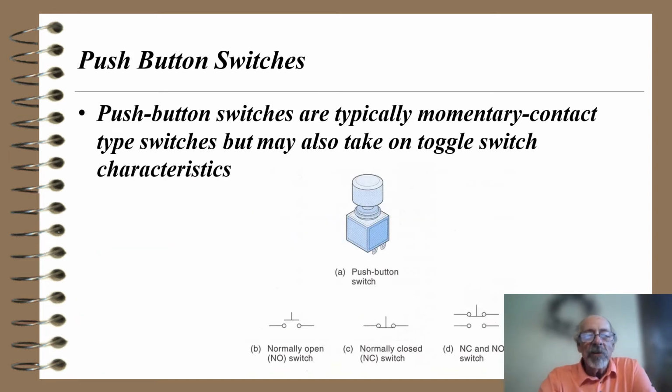Push button switches. Push button switches are typically momentary contact type switches, but may also take on toggle switch characteristics. So here's a picture of a push button switch. Here we have in part B a normally open or NO switch, and there's a spring that keeps those contacts from being closed. Part C shows a normally closed or NC switch, and if you push the switch, it'll open it up. And part D is a combination normally closed and normally open switch.